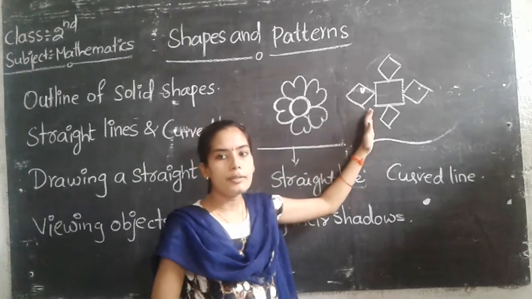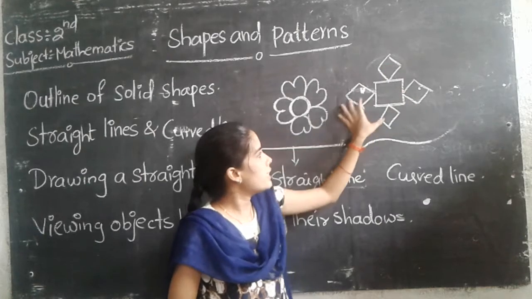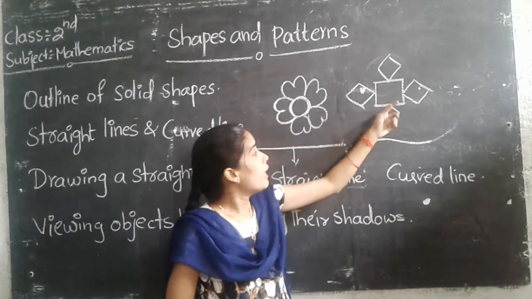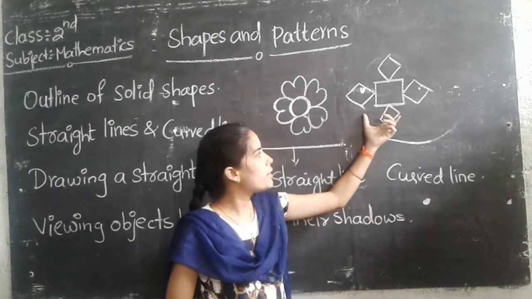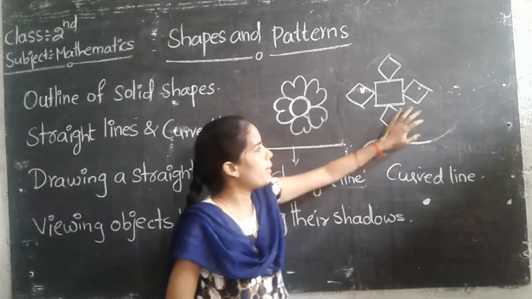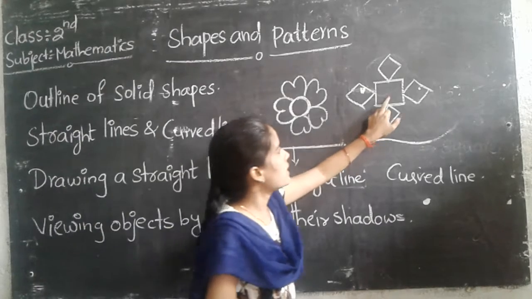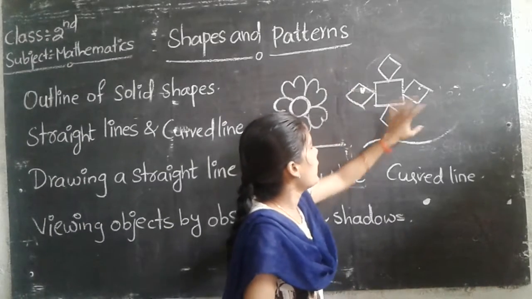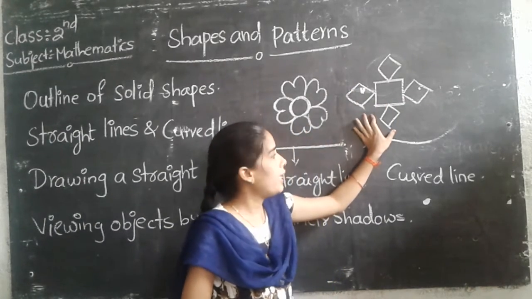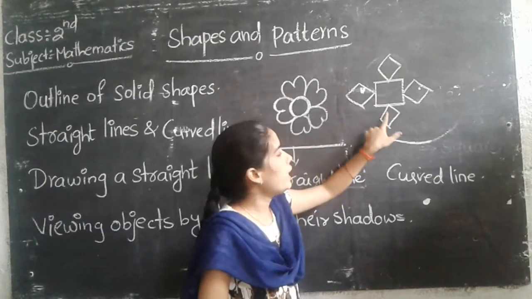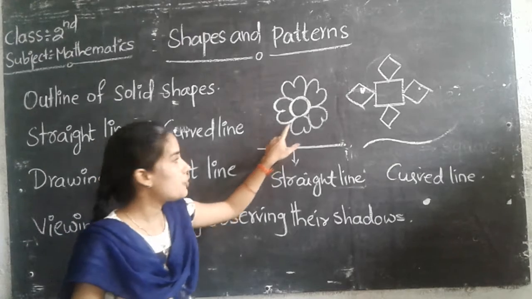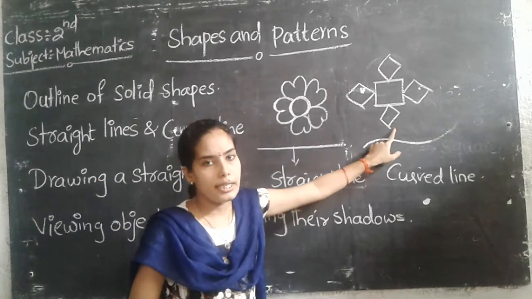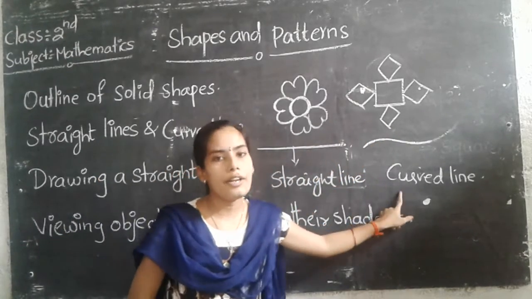Observe the next picture. Yes, this is also one design. We have to use straight lines or curved lines. Have you observed? Yes, these total shapes are plane shapes only. Square, all squares we take. That means we use only straight lines. Here we use curved lines. Straight lines, curved lines.